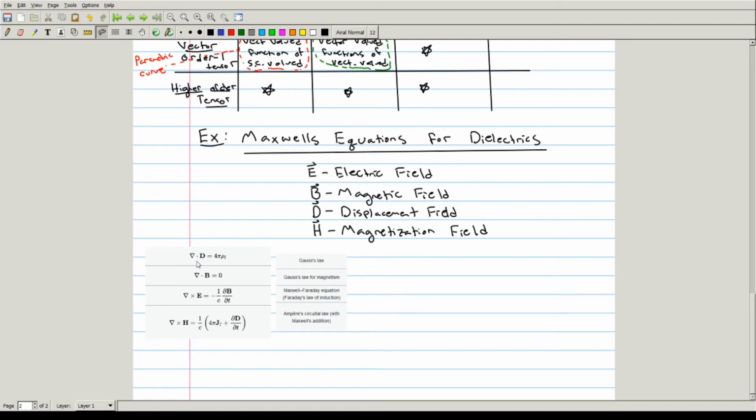We also have a connection between the electric field and the displacement field, and the magnetic field and the magnetization field, that are called constitutive relationships, or constitutive relations.